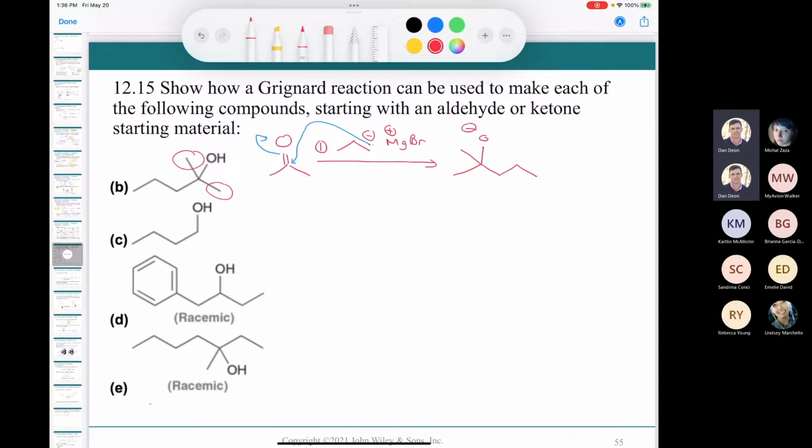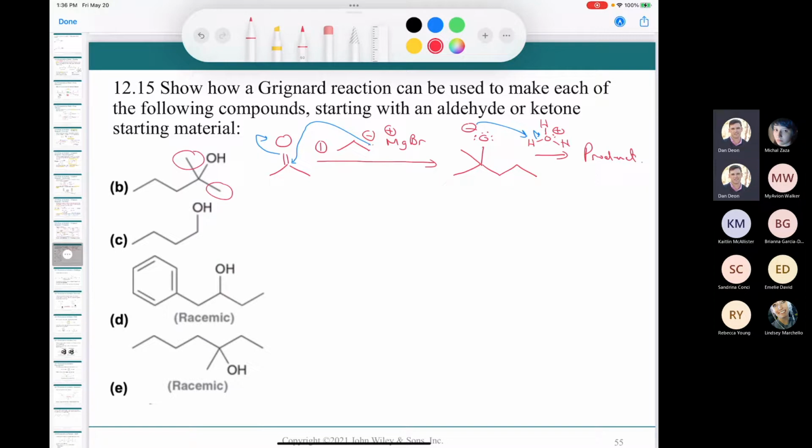Then in the second step, I'm going to treat that with H3O plus. This is going to rip a proton off of here. I left out some lone pairs, didn't I? Anyhow, and then that is going to give you the product.